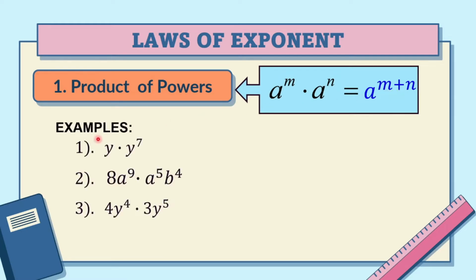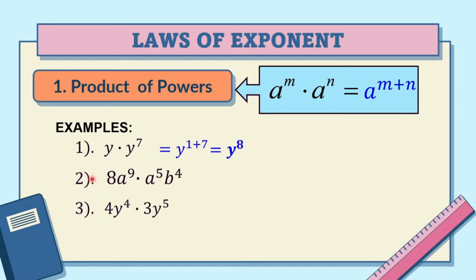So, for example, number 1, we have y times y raised to 7. Then, ang gagawin is we're going to copy the base, which is y. Then, i-add natin yung mga exponent. So, saan to nakuha itong 1? Okay, automatic na kapag walang nakikitang exponent o walang nakalagay, that is always 1. Okay, so we have 1 here plus 7. So, nandito yung ating equation. The next, simplify natin ito, then we will get y raised to the power of 8. Okay, so ito na ating final answer.